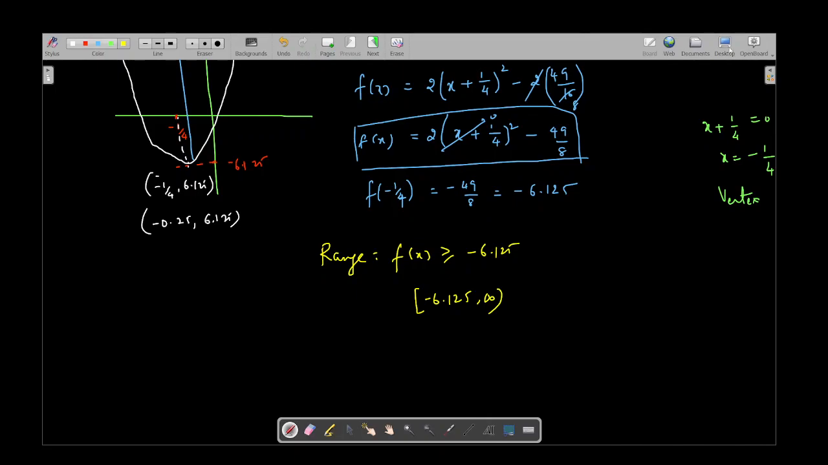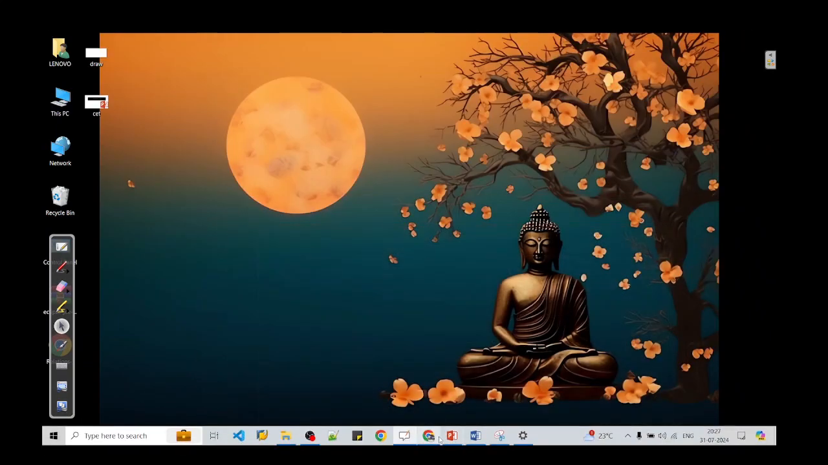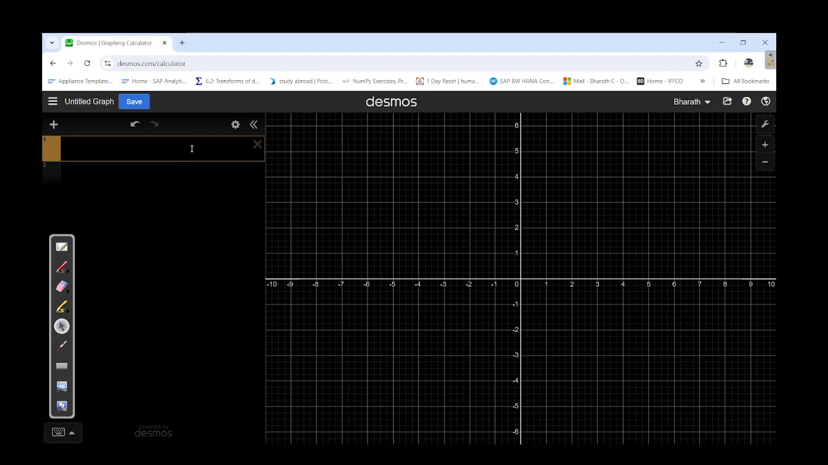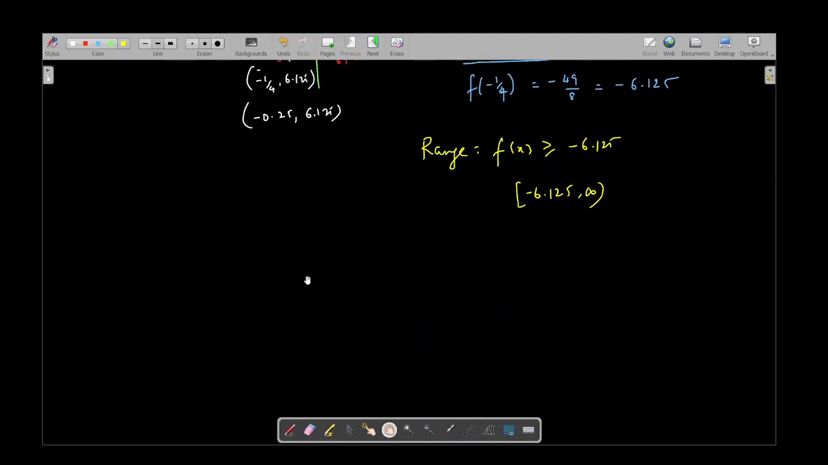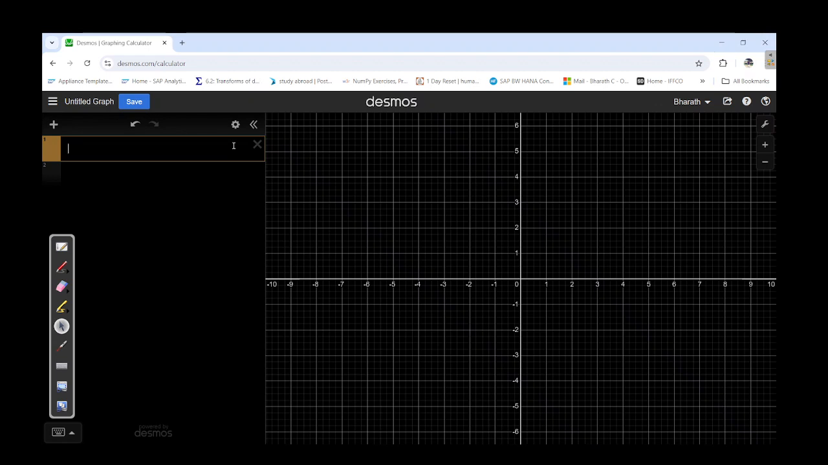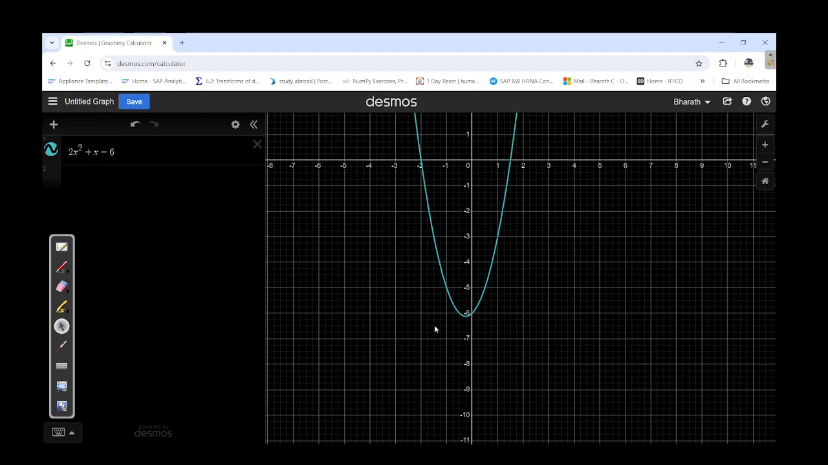Let us verify in the graph plotter. We have a graph plotter here. I want the equation. The equation is 2x square plus x minus 6. So the minimum value is this. We can see here the minimum point is minus 0.25 and minus 6.125. So this is right.